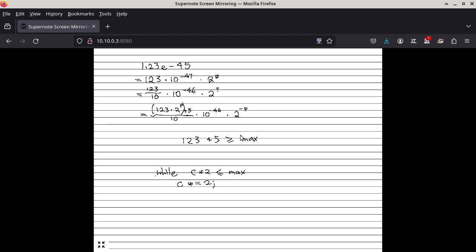So from a mathematical perspective, this makes perfect sense, right? If I multiply, and it is still less than or equal to the largest value I can fit in a 64-bit number, then go ahead and multiply it by 2. And keep doing this until this condition becomes false, which means C times 2 is greater than the largest value that you can represent as a 64-bit integer. I can tell you right away, it's not going to work. Yes?